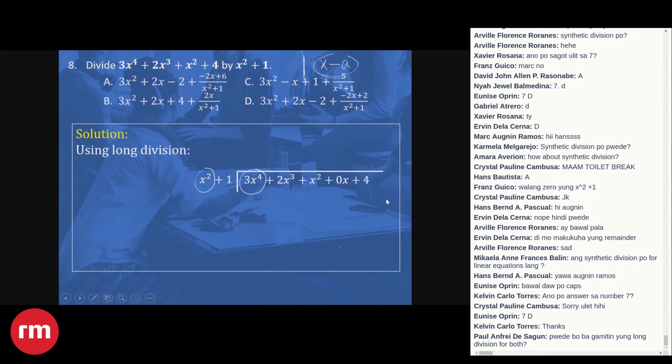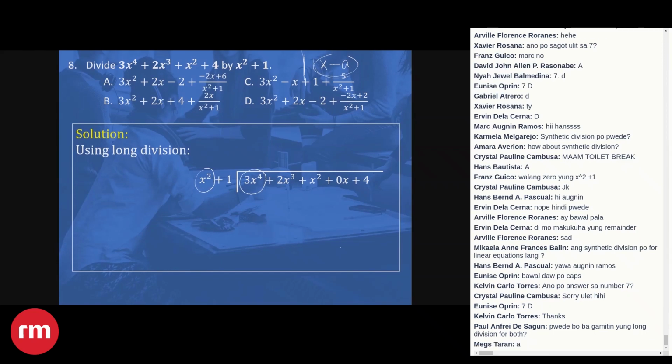Okay, so for long division, ito yung gagawin nyo. 3x raised to 4 divided by x squared. So leading term divided by the leading term. So that will give you 3x squared. So katulad na sa pagde-divide ng numbers, you multiply this by the divisor. So 3x squared times x squared will give you 3x raised to 4. 3x squared times 1, so 3x squared. So ilagay niyo siya kahilera ng x squared so that it will be easier for you to subtract.